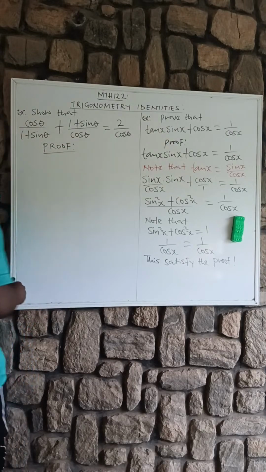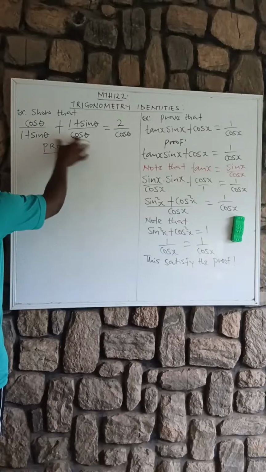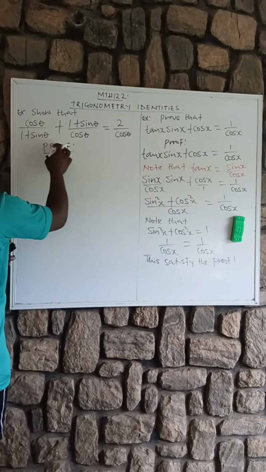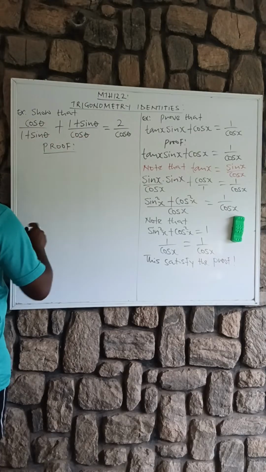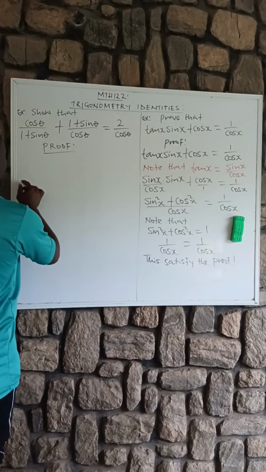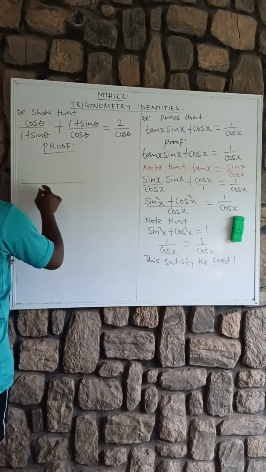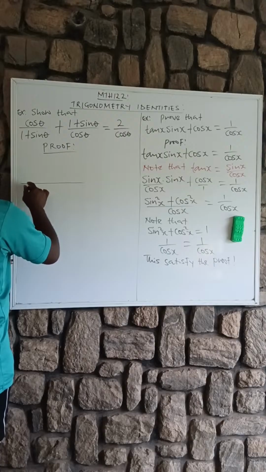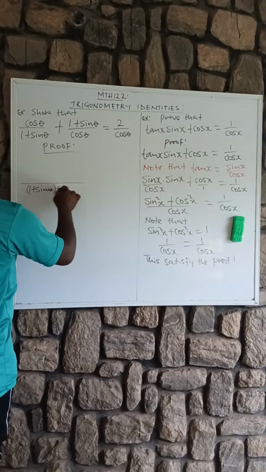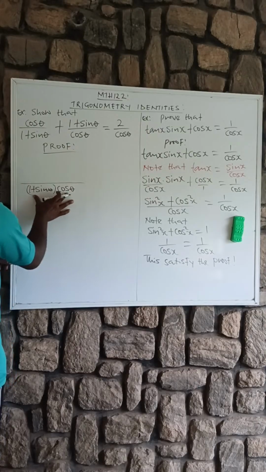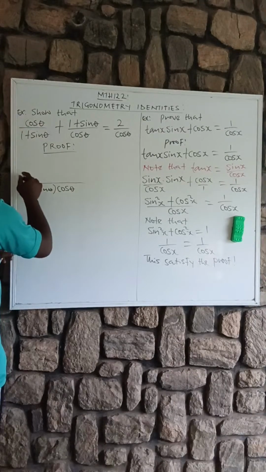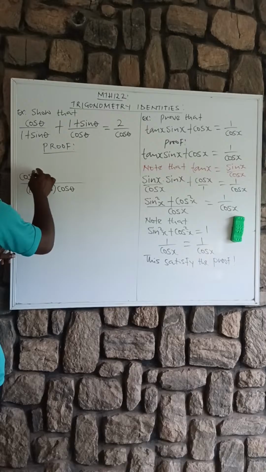So, how can we prove this? It's the same LCM we are going to take. The LCM of 1 plus sin theta and cos theta, on the left hand side. Let's take the LCM, which is 1 plus sin theta, all in brackets, cos theta. So this divide this, will be left with what? Cos theta. Then cos theta times cos theta, we have cos square theta.